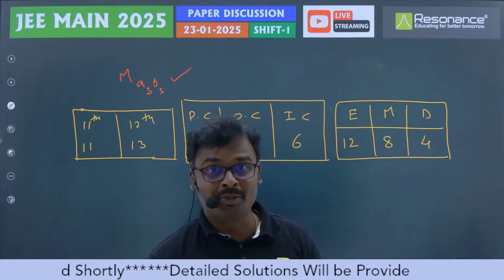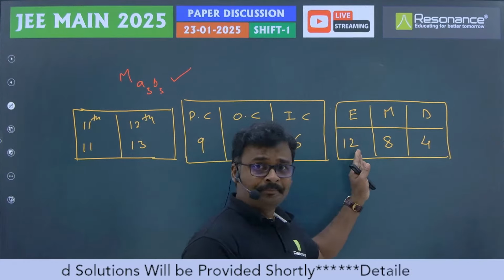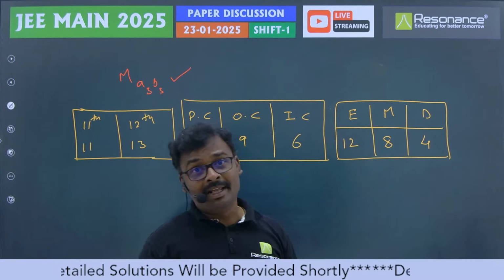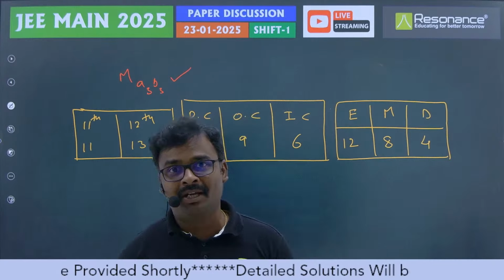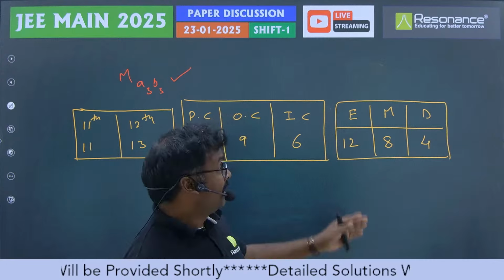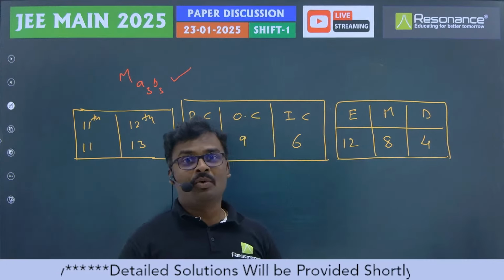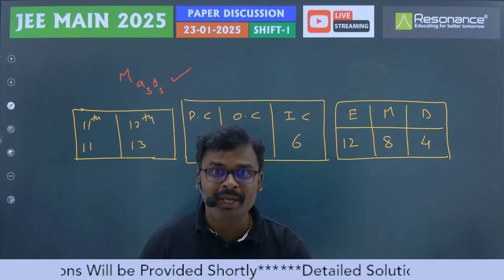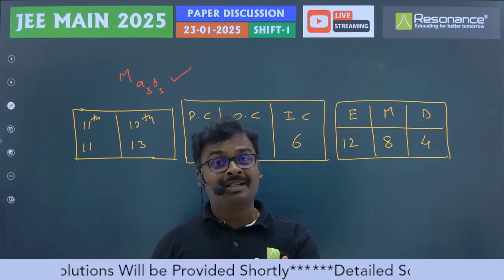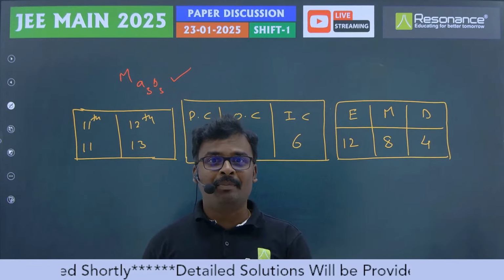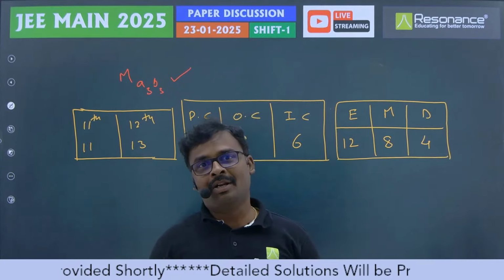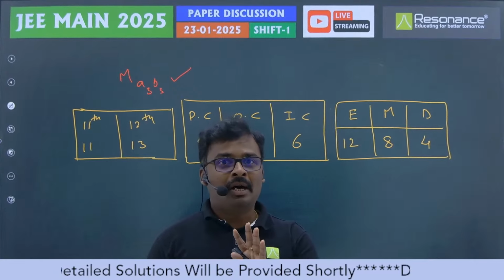So this was the level of the test paper. 12 questions came from easy level, 8 from medium level, and 4 from difficult level. In yesterday's morning session paper only 2 questions came from difficult level, but today more questions have come which are more time consuming or conceptually stronger. Therefore, today's 23rd January morning session paper, we cannot say it is easy. It is of moderate level only, and therefore you have to be careful.